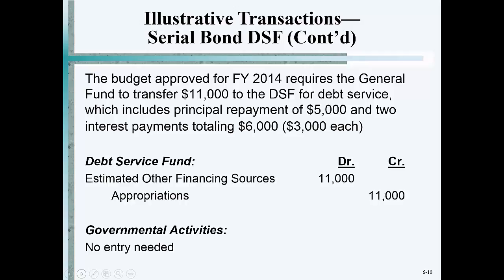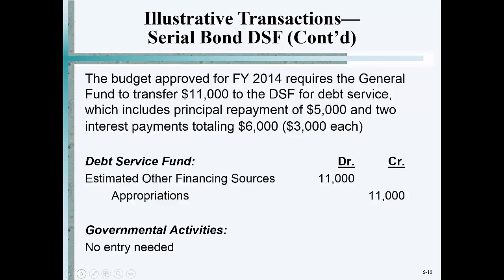And since we've determined that the general fund is going to send the money over to the debt service fund, they're going to send the two interest payments, which are $6,000, and the $5,000 principal payment for year one, right? So in the course of the year, they're going to send me $11,000, aren't they? So we will debit estimated other financing sources, because the general fund is going to be transferring the money into the debt service fund, and we credit what? We credit the appropriation because the legislature will allow us to spend that money on principal and interest, and we appropriate that accordingly. Okay? Okay, good. So we set up the appropriation.